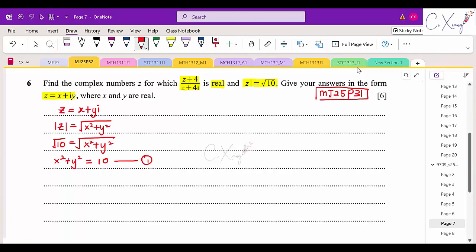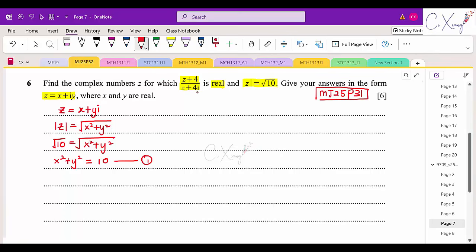In that video, I actually discussed two methods to get the second equation here. So if you are interested in both methods, you can go to that video and have a look. But for this video, I will only discuss one method, which I found more convenient. For me, one of the methods is too tedious, so I don't really like it. I prefer the easier one here. So just take note of this.